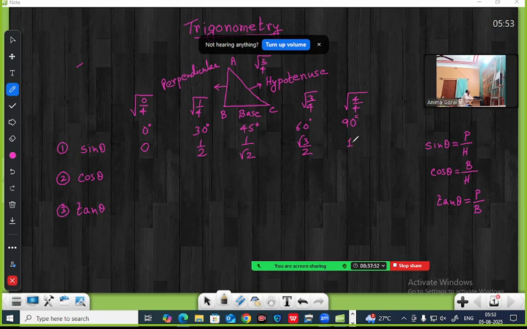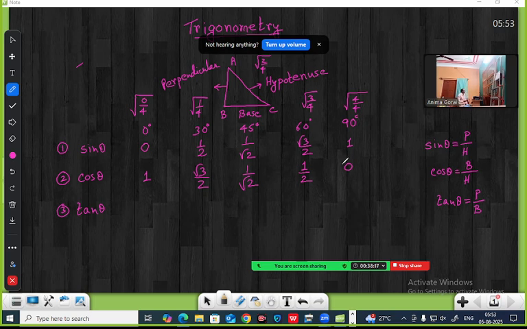is 1. If we reverse the order, cos 0 is equal to 1, cos 30 equal to root 3 by 2, and cos 45 is 1 by root 2, and cos 60 is half, cos 90 is 0.